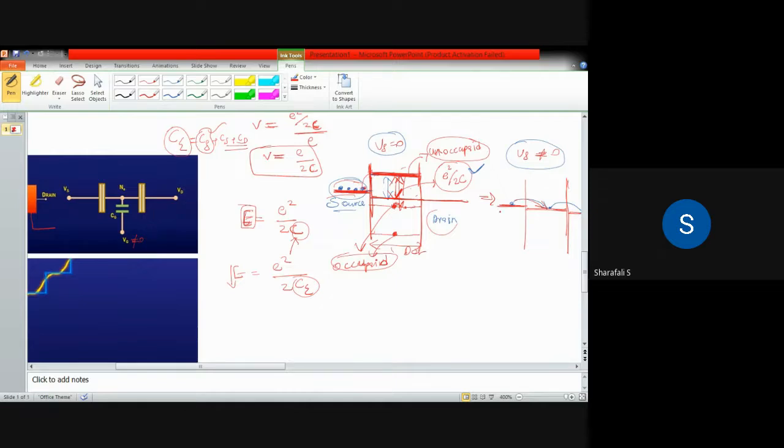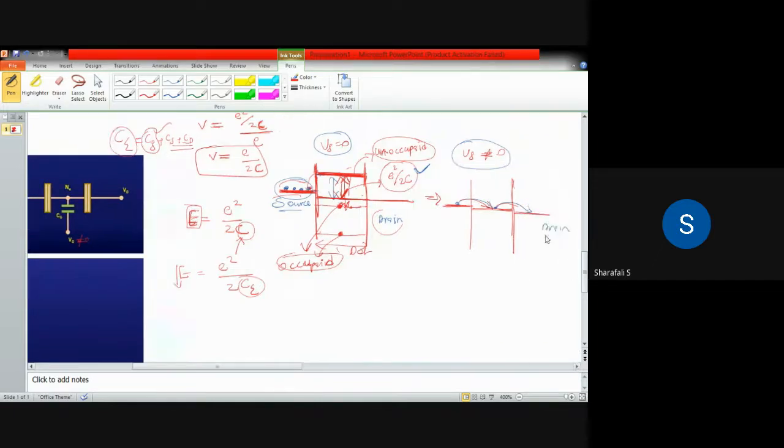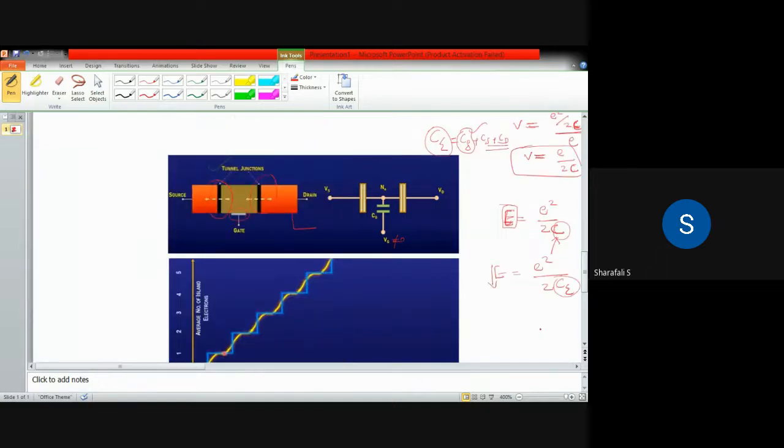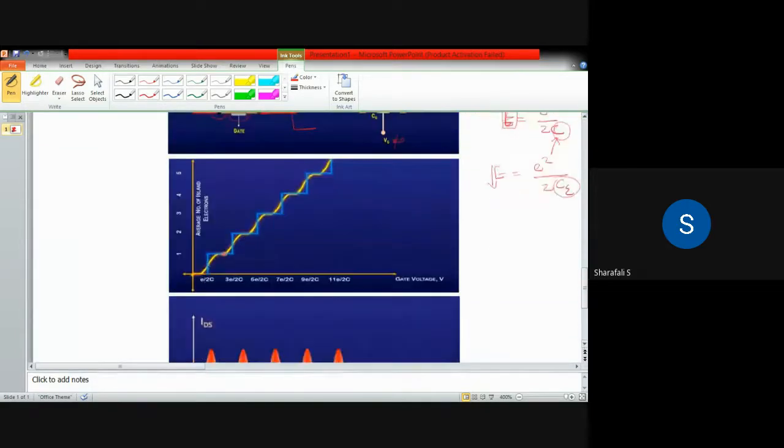So once this electron has moved from the quantum dot to the drain, if you provide that much potential again for Vg, then the next electron will move to this level and this process continues. So this is how the single electron transistor works. That is what we have just explained.